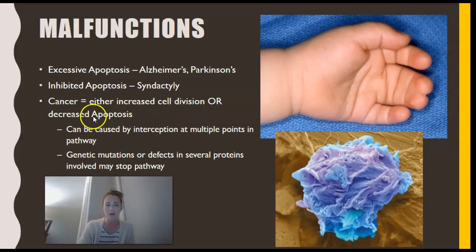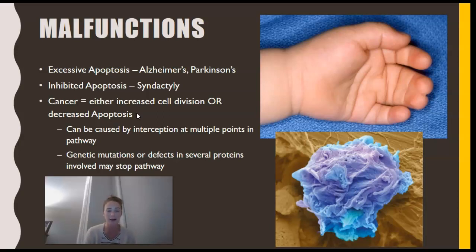So that's where I was talking about the UV damage. It's important that those damaged cells undergo apoptosis because the DNA that's been damaged could be related to the growth of that cell. And so if you've now got a damaged cell that hasn't died when it should have and is growing at an abnormal rate, cancer. So it can be caused by interception at multiple points in the pathway.